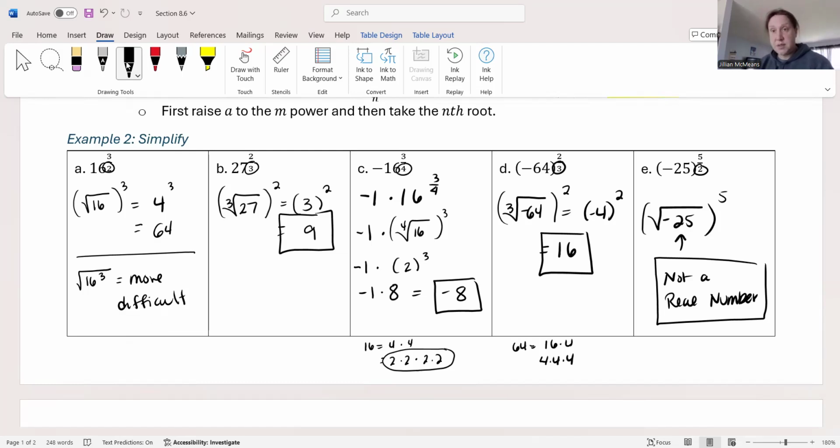Okay. So again, just like in the previous video, be especially cautious when the base is negative. If there are no parentheses around the negative base, the negative is not part of the radicand. If there are parentheses around the negative base, the negative is part of the radicand. Okay. So keep that in mind as you're applying these two rules for exponents.